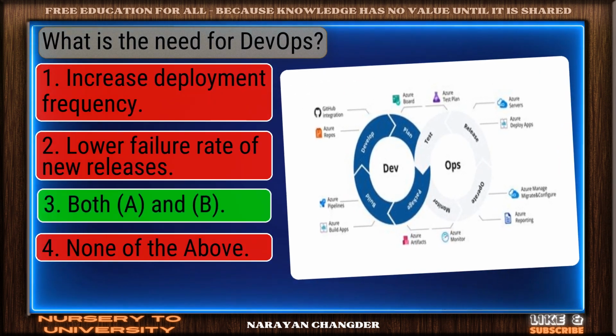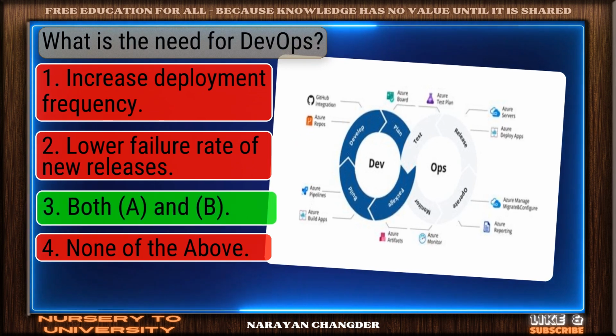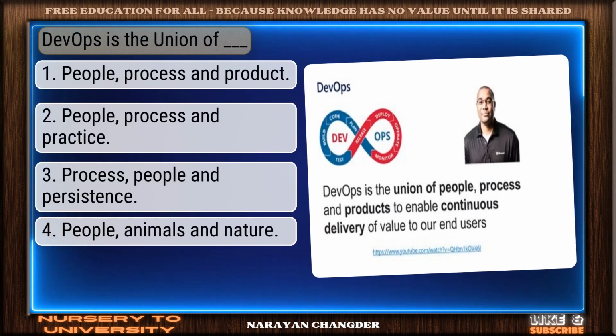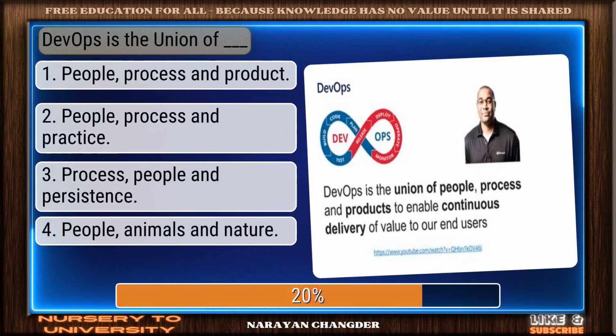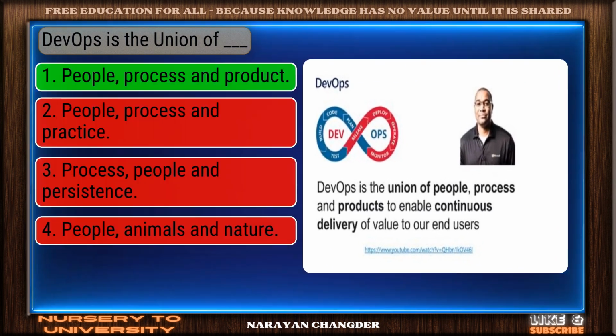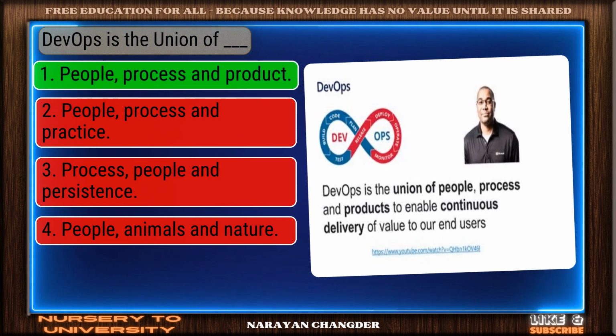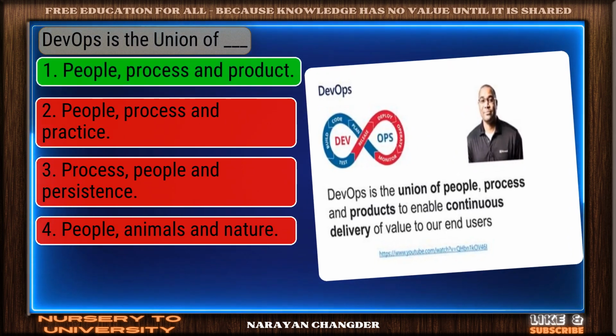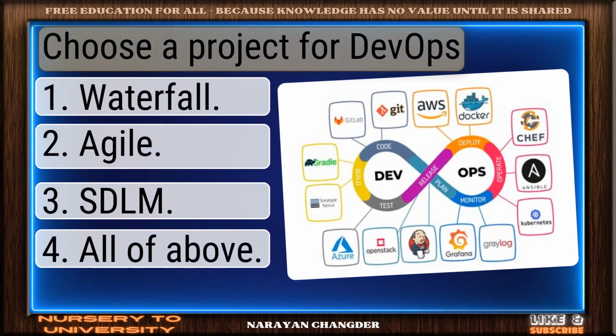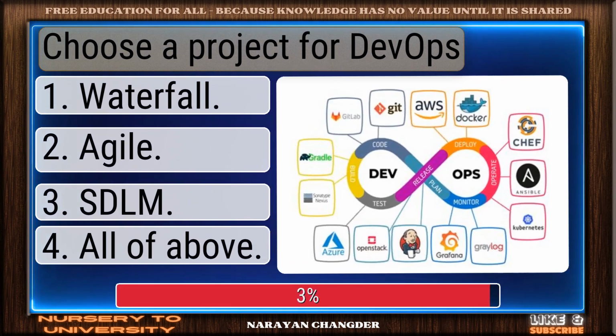Nice selection. Both and is the correct and valid answer. Question number 54. DevOps is the union of dash. Nicely done. People, process and product is a solid answer. Question number 55. Choose a project for DevOps.